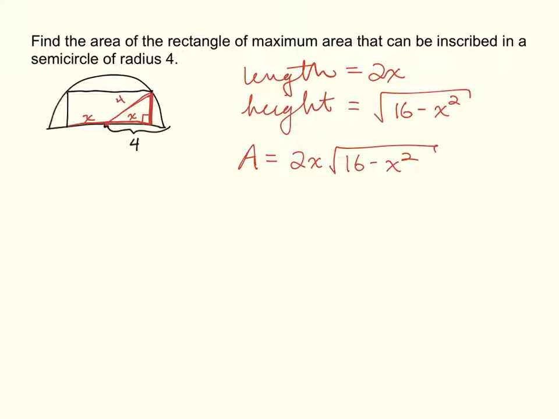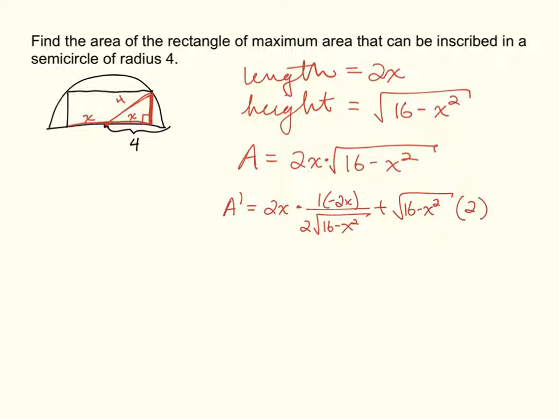The area, the optimizing equation, is already in terms of one variable. So we can go ahead and take the derivative of this. A prime is, by product rule, 2x times 1 over 2 times the square root of 16 minus x squared, times the derivative of the inside by chain rule, negative 2x. To that we are going to add the second, which is 16 minus x squared times the derivative of the first.